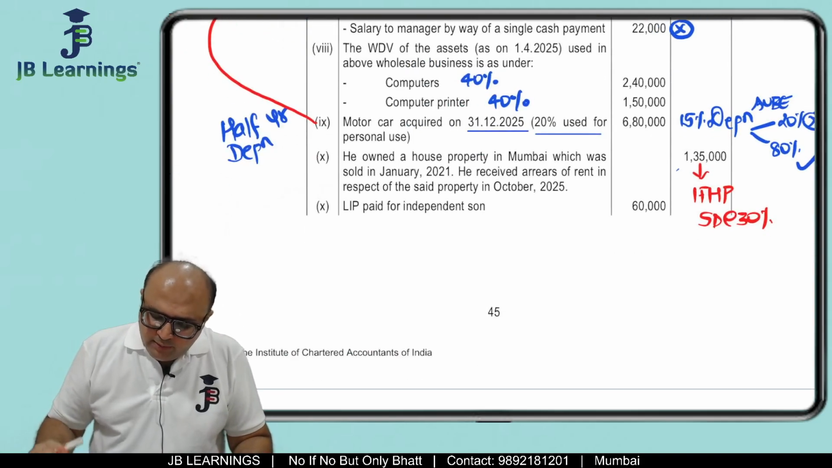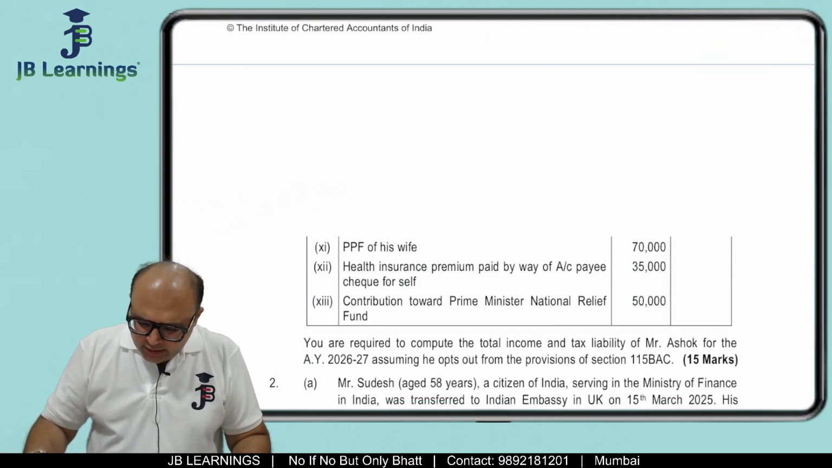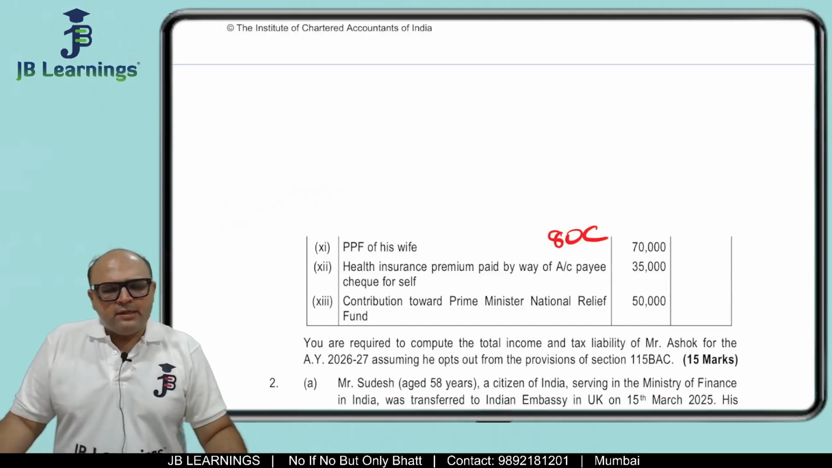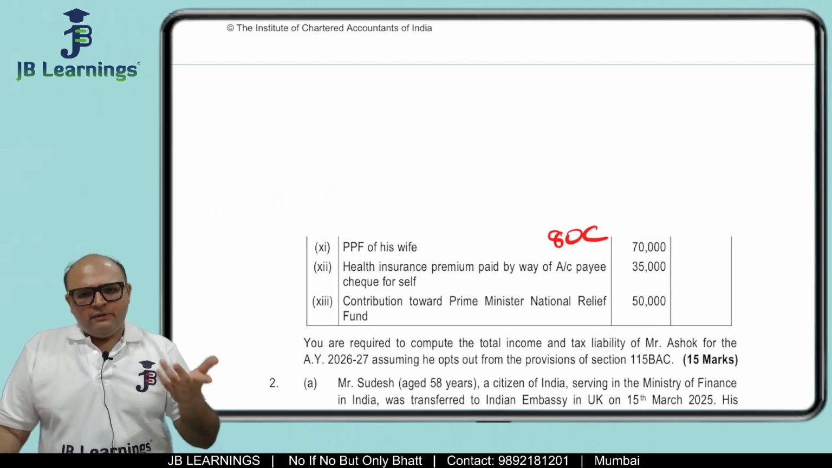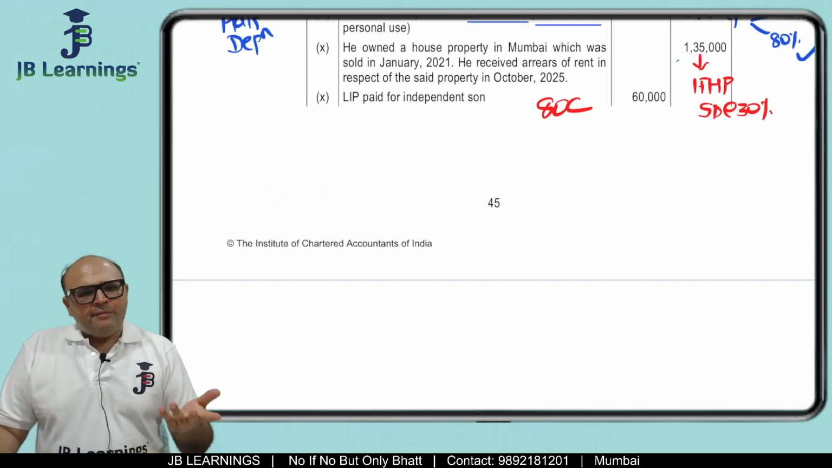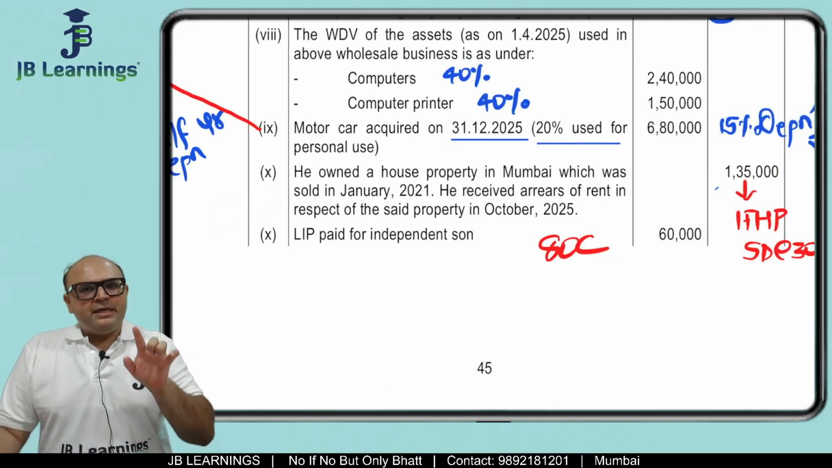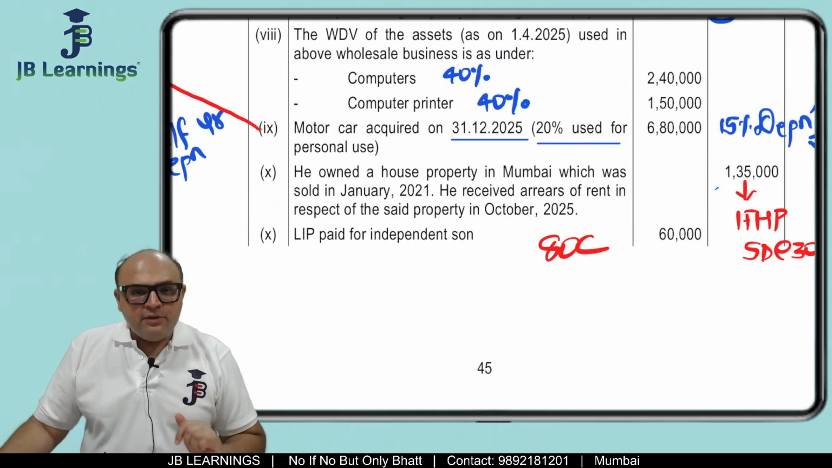Then life insurance premium paid for son. Yeah, this is eligible for 80C deduction. PPF for wife, this is also eligible for 80C deduction. So in 80C, for life insurance and PPF, son and wife are in the definition of family relatives. Even if it is an independent son, it is still eligible, because friends, dependent children is in 80D. 80D says dependent children, but this is life insurance.